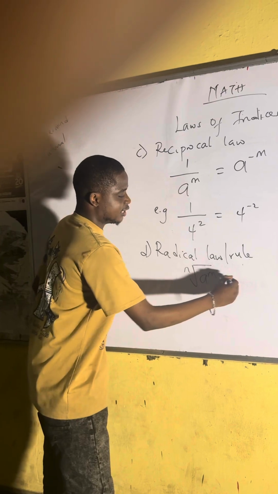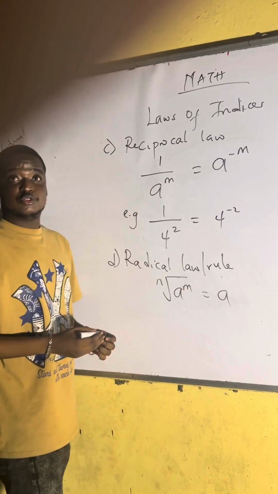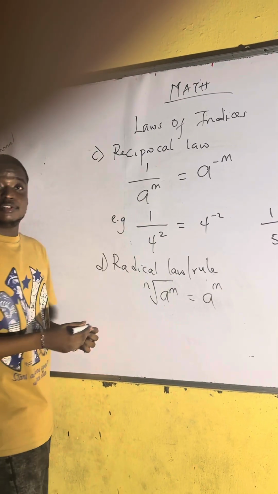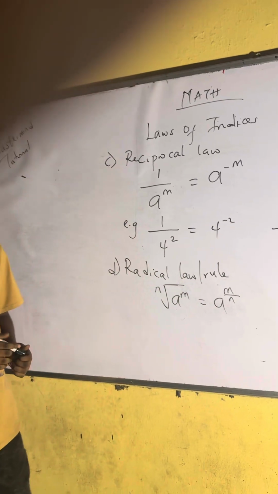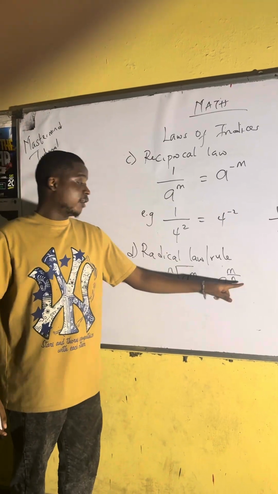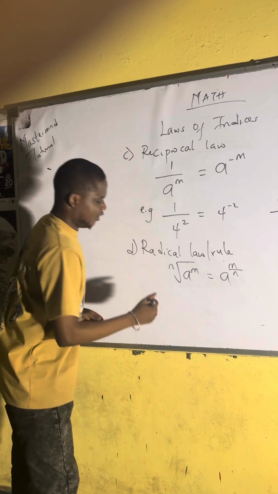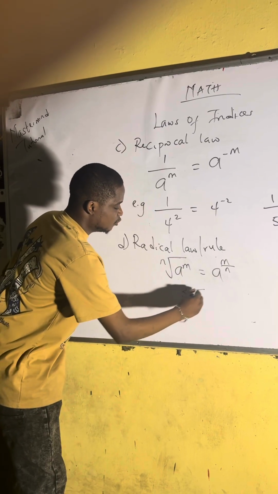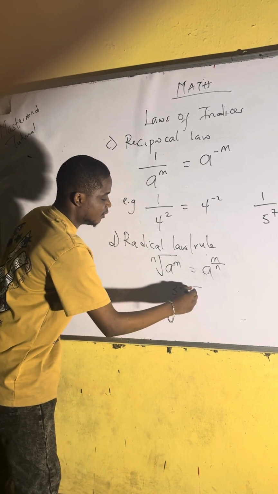So this can be easily expressed as just work with me, something simple. Write the base first as usual, and then you write the power that the base was initially carrying, and put it over n. So basically, the base is raised to the initial power over n. So if you have a question like this, let's simplify the cube root of 6 raised to the power 5.